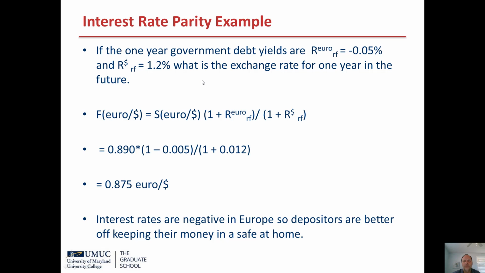Then we would ask, what is the exchange rate for 1 year in the future? So what does the future have to be traded for on the Chicago Board of Trade for there not to be an arbitrage? And that has to equal the spot rate in euros per dollar times 1 plus the risk-free rate in euros divided by 1 plus the risk-free rate in dollars. So that's 0.890 euros per dollar times 1 minus 0.005 divided by 1 plus 0.012, which gives a future exchange rate of 0.875 euros per dollar.